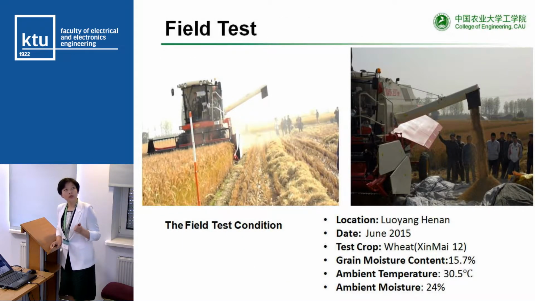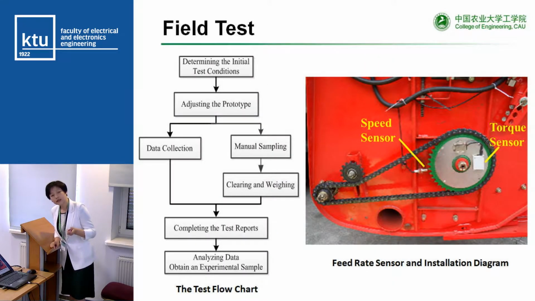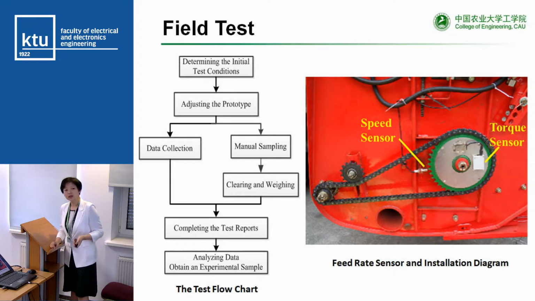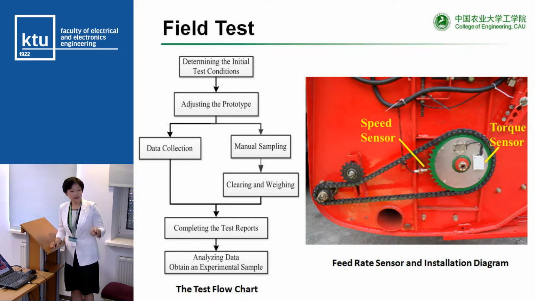And we also did a field test in 2015 in Henan province, in the middle of China. This is the picture of the field test. You can see that we installed our sensors and detection system like this. This is for torque, and this is for speed. For speed, only a Hall sensor is needed. And this part is the testing flow chart, showing how it works.